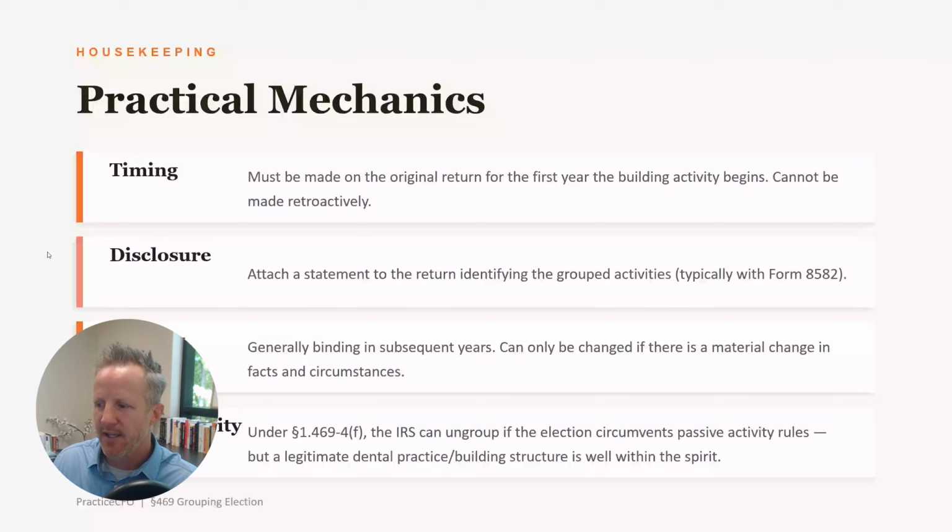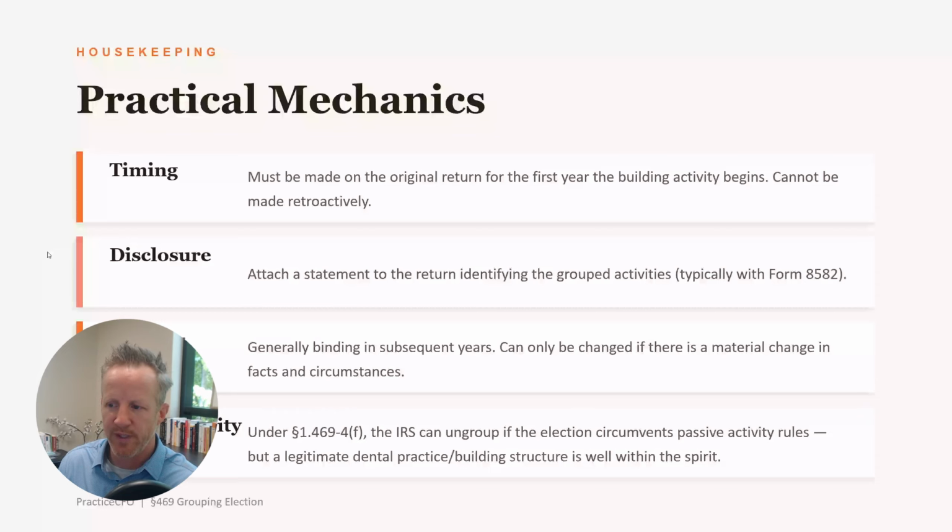And then lastly, the IRS authority, it's under code section 1.469-4(f). Don't worry about that. But under that code section, the IRS can ungroup if the election circumvents certain passive activity rules. All that's saying is that the IRS has the ability to audit these, and they audit a lot of these. Even if you're squeaky clean, it could raise an eyebrow or put you a little bit on a radar at the IRS. And if they come in, normally they'll keep a limited scope audit and just look at this grouping election and validate that it's substantiated per the facts and circumstances.